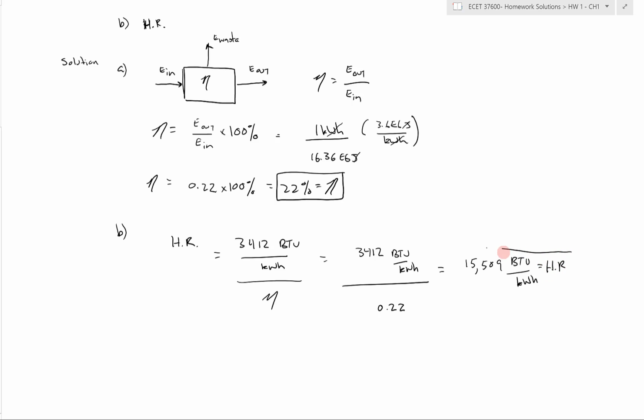So every 15,509 BTU of input fuel we put into this system, we're going to get 1 kilowatt hour of electric energy out of it. And that's very common in power systems. Unusual in other branches of engineering as far as I'm aware, but very common in power systems is to present efficiency in terms of the heat rate instead of the percent efficiency.